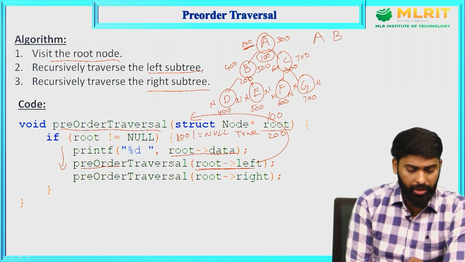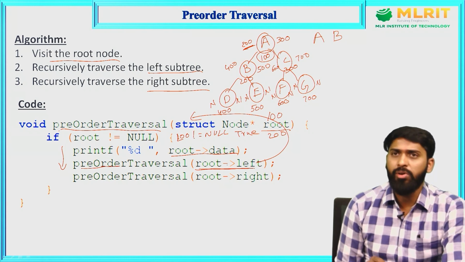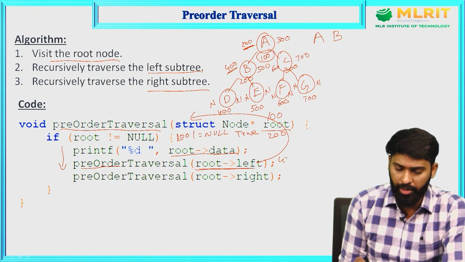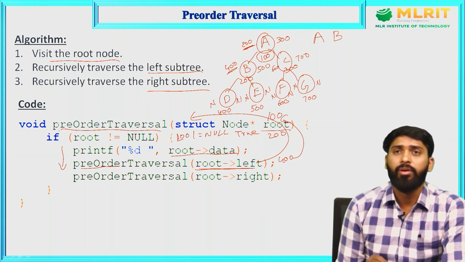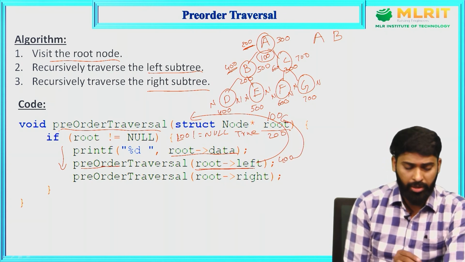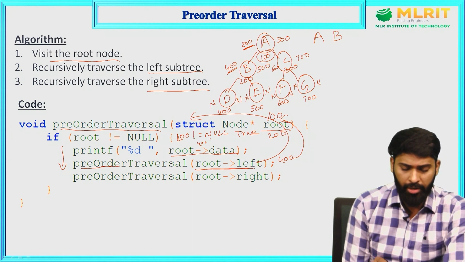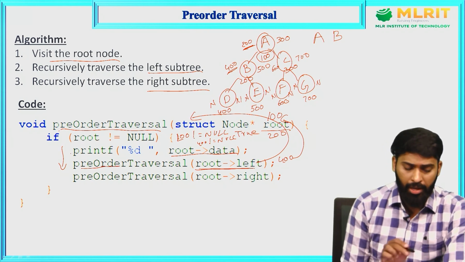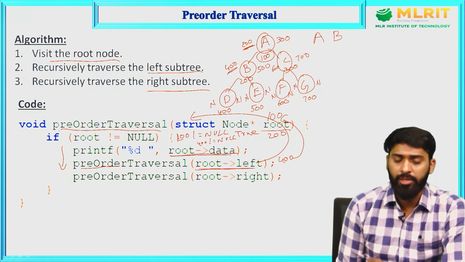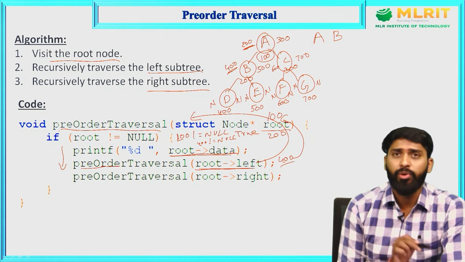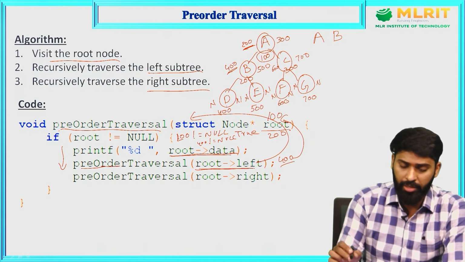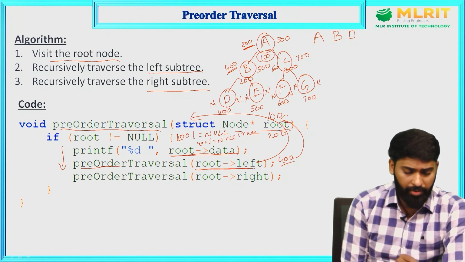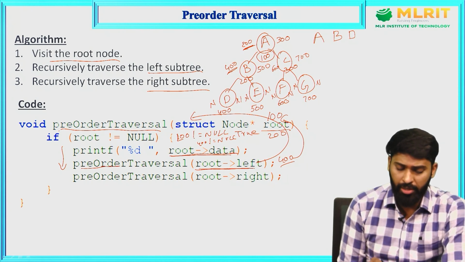Next, again you call the pre-order traversal root arrow left. Now, again for B, the root arrow left is 400. Now, root value is 400. So, again check 400 not equals to null. Yes, it is true. So, enter into the block and print root arrow data. What is the root here? 400. So, 400 arrow data is D.